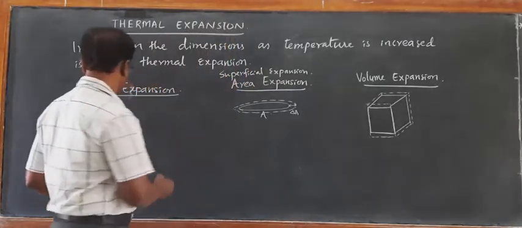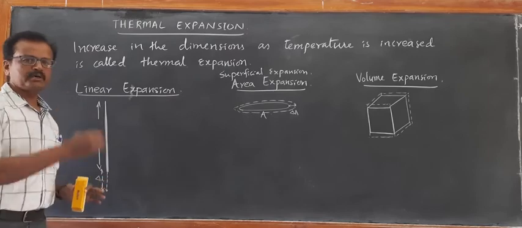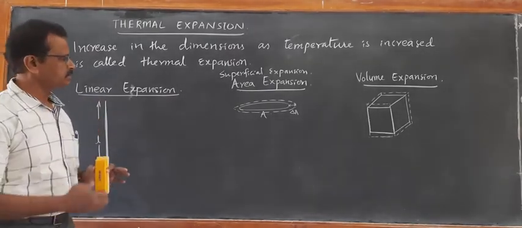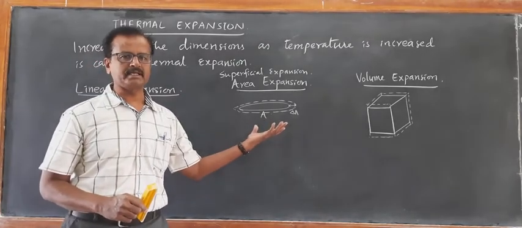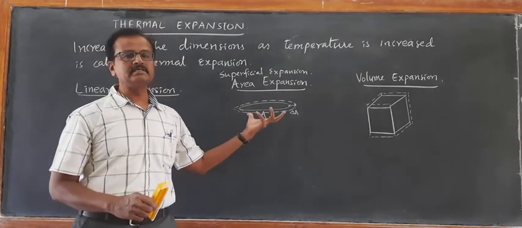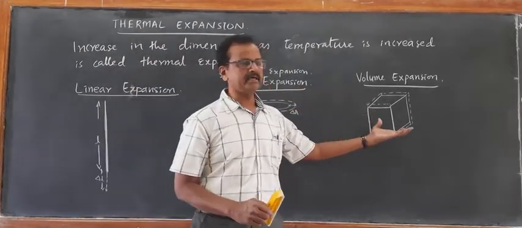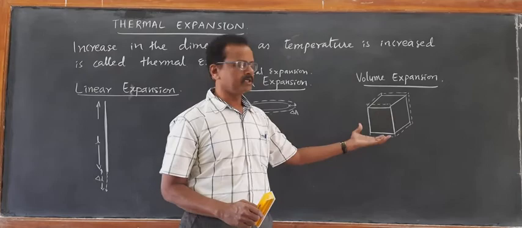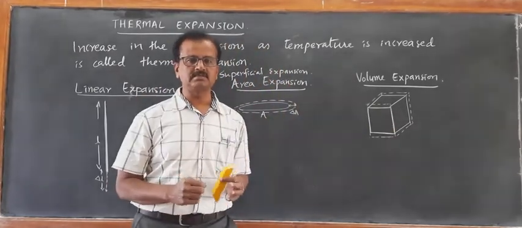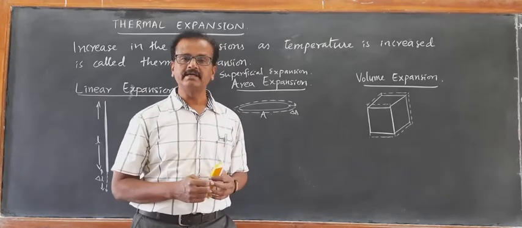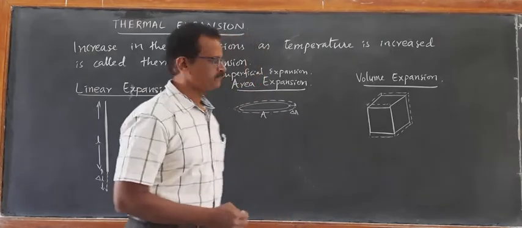As we heat, the length of a metal wire increases. This is called expansion along the length, linear expansion. As we heat a circular plate or metallic disc, there is an increase in area, which is called superficial expansion. If we take bulk material like a cube, cuboid or a sphere, the entire volume of the sphere increases due to increase in its radius and diameter. So it is called volume expansion.